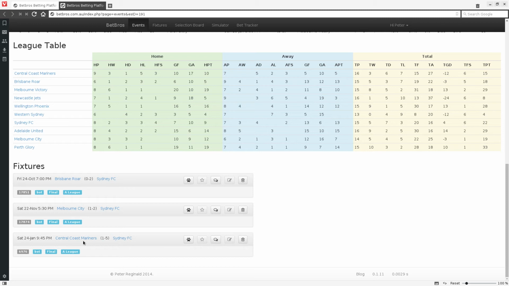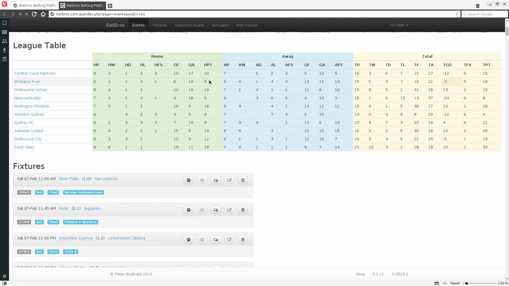That was a big... Central Coast Mariners, where are they? They've got a home... they've earned 10 home points, and they've earned 5 away points, and in total they're sitting at 15 currently.